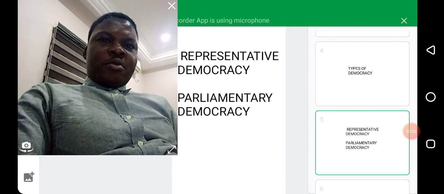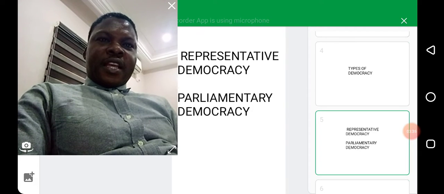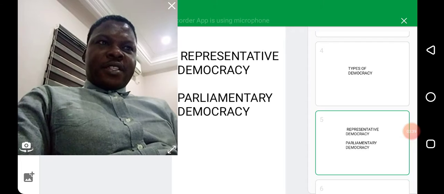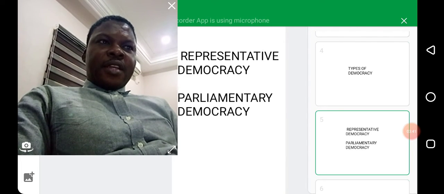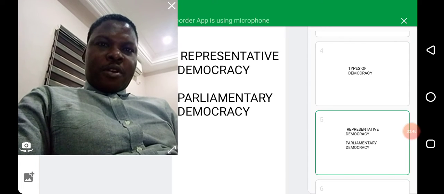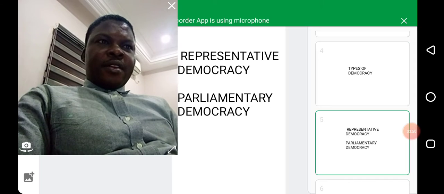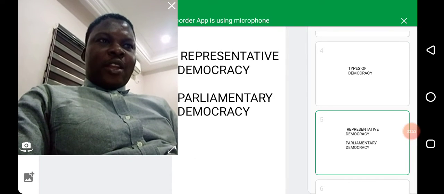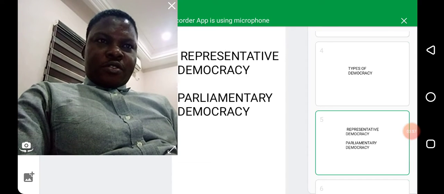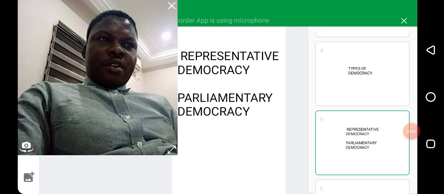Now, let me give you a good example of parliamentary democracy. A good example is the United Kingdom. In the United Kingdom, the parliament is broken down into the House of Commons and the House of Lords. These two houses, along with the Prime Minister, work hand in hand to make laws, to check government spending, and to review the work of the government.